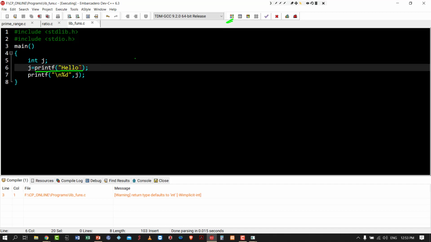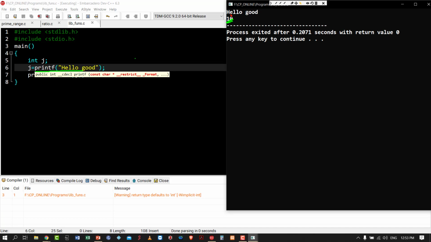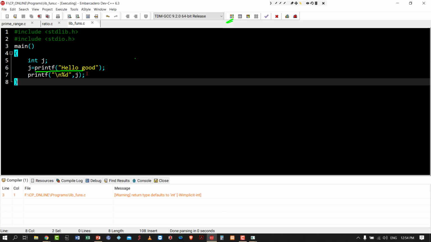Suppose I am typing hello, good. The output will be 10, because hello contains 5, then there is a space, which is 6, then good contains 4. So 5 plus 1 plus 4 is 10. So sometimes in the examination, they may ask some simple questions like this for output prediction. For that only I said this.